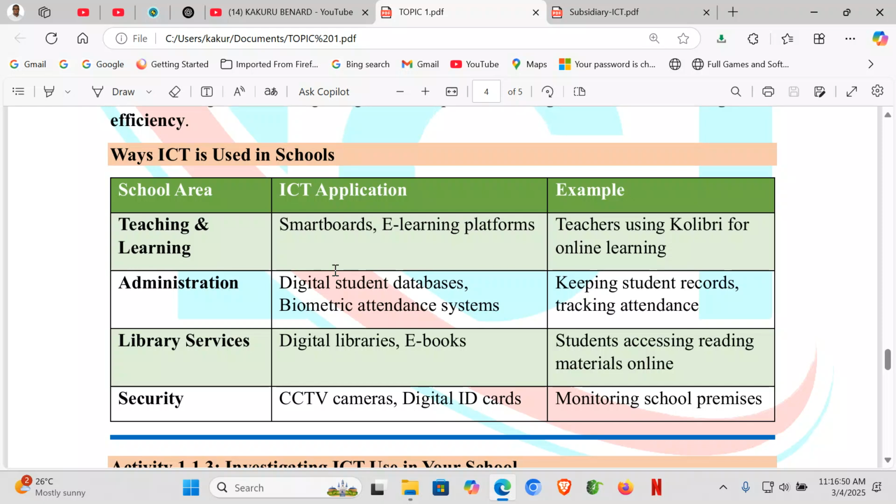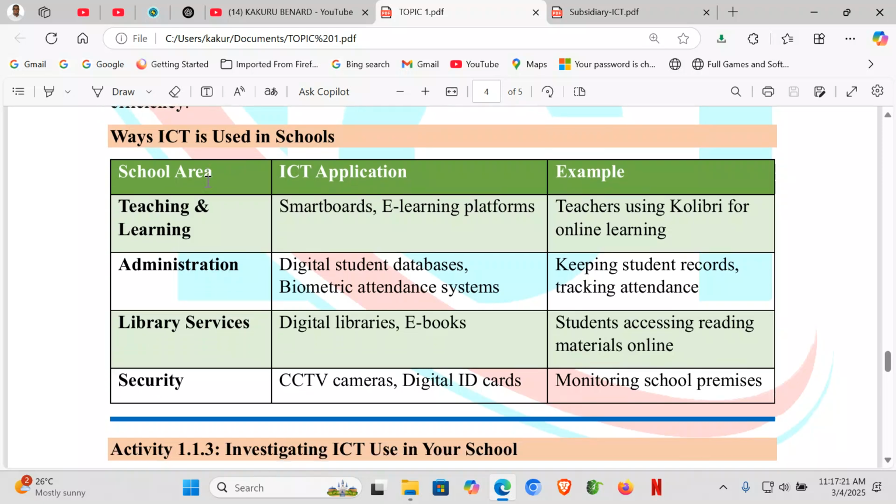Then another area in a school, we have library services where we are having digital libraries, e-books. An example, students accessing reading materials online. Another area in a school, security, where we have CCTV cameras, digital identity cards, for example, monitoring school premises using the CCTV cameras. So these are the ways how ICT is used in schools. You can identify more and more during your plenary presentations.